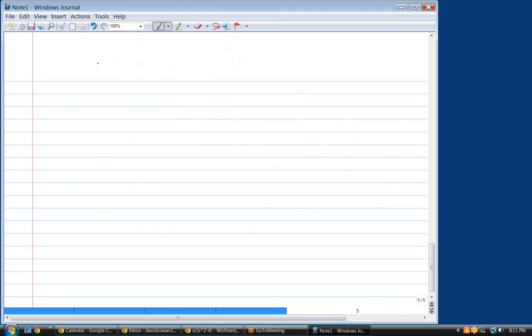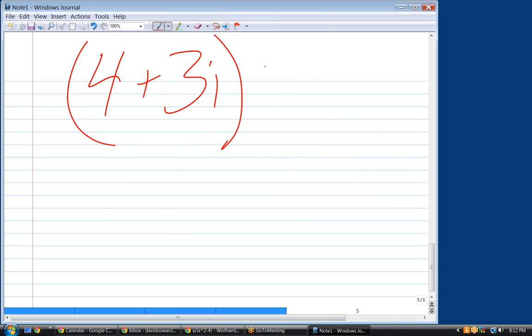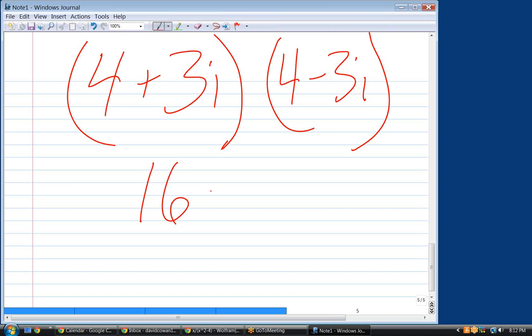Okay. That was it. I'll give you one. Multiply that by its conjugate. First of all, what's the conjugate? 4 minus 3i. Okay, multiply it. Multiply just the first and last. So 16, and then minus 9i squared equals 16 plus 9, so 25. As easy as that.